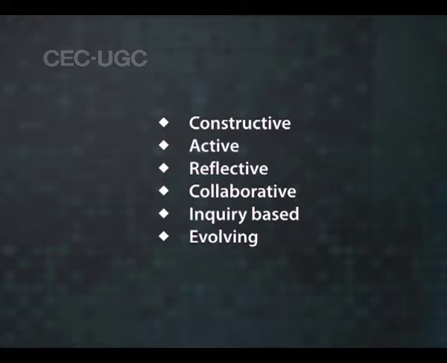Evolving. By constructing their own knowledge by actively participating in the learning process and then reflecting upon what they understood in a collaborative environment, a change in the understanding is evolved. Here, the teacher's role is interactive and supportive wherever necessary. The constructivist learning design emphasizes 6 important elements.